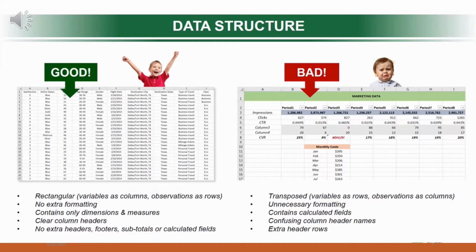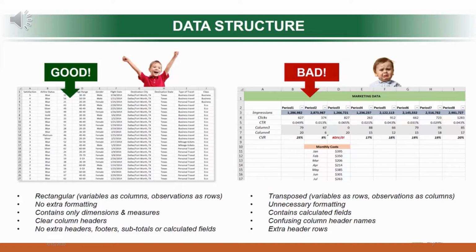pivot tables. On the left side, the good spreadsheet, you see the difference? Rectangular, variables are columns, observations are rows. No extra formatting. We don't need formats when we want to use pivot tables. Pivot tables can be marvelous on their own without any formats. This table on the left side, the good one, contains only dimensions and measures, the name of the variable, and then the value of the variable.